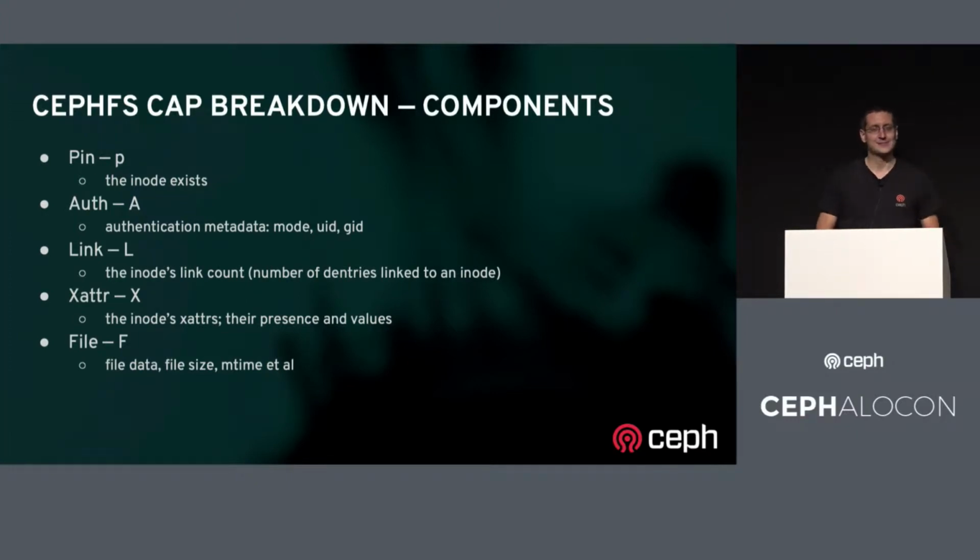There are a number of caps that a client can be issued by the MDS. The first one is a PIN cap, and if you look at MDS or client logging or developer discussions, it will be denoted with a lowercase p, indicating that the inode exists. We have an auth cap for the authentication metadata around the mode and the UID and GID, which we denote with a capital A. Link cap, the linkage count on how many D entries are pointed at an inode, capital L. An XAdder, capital X, for the existence of XAdders and what their contents are. And then the file cap, capital F, that covers file data and the various timestamps and the file size.